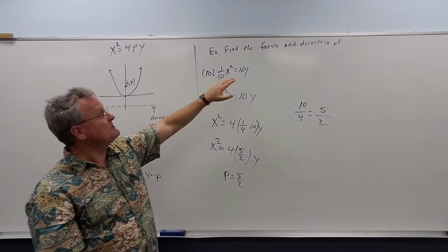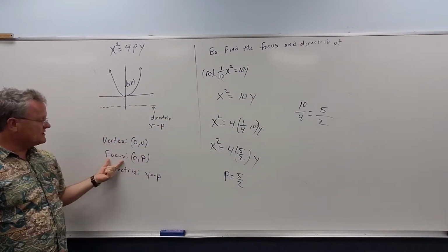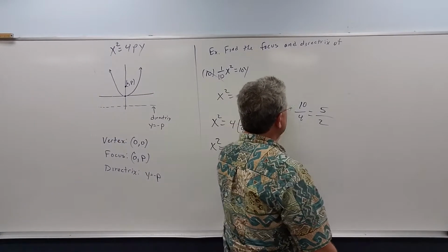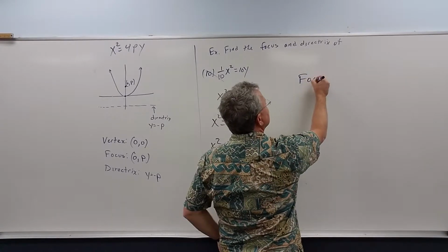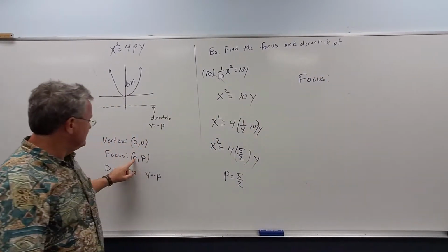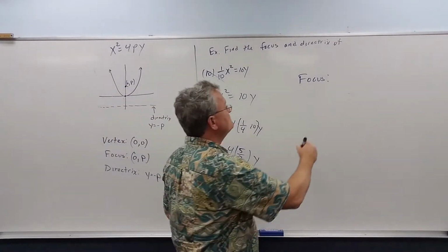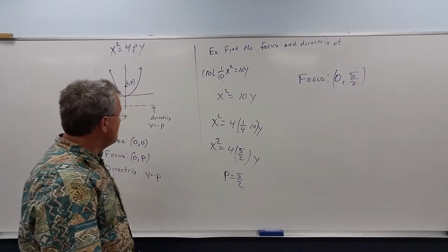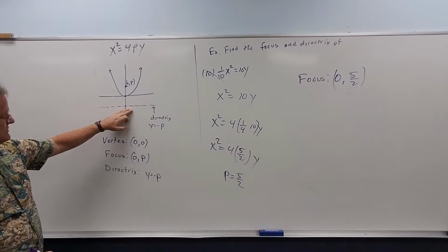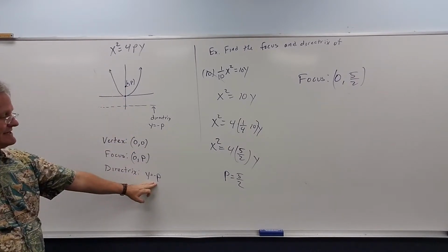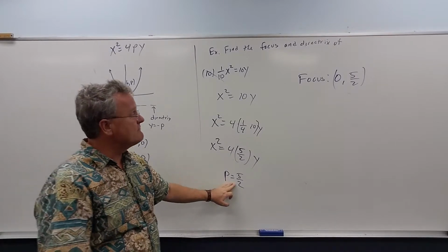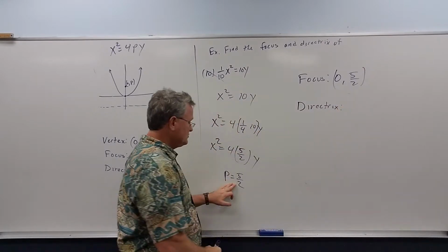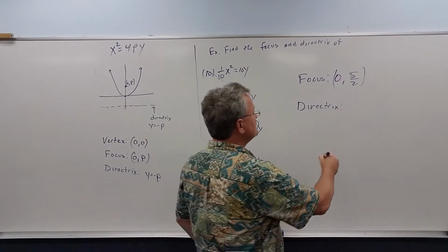Now, how does that help us with the focus? Well, the focus is the point (0, p). p is 5 over 2, so therefore the focus is the point (0, 5 over 2). So there's the focus. What is the equation for the directrix? Well, the equation is y equals minus p. So because p is 5 over 2, the directrix is y equals minus 5 over 2.